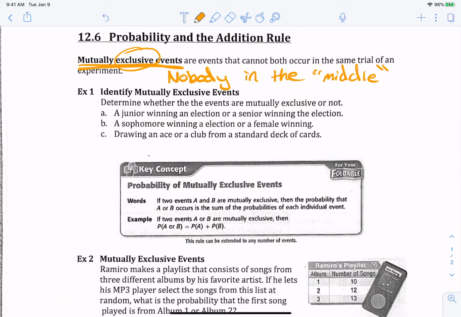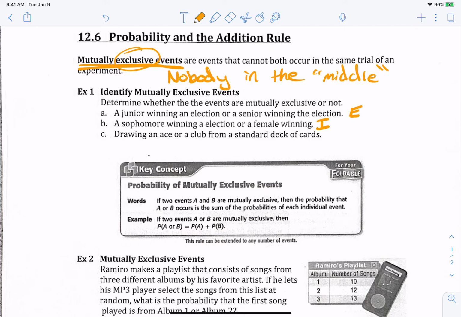So we're going to write E or I. A junior winning an election or a senior winning an election. Exclusive. A sophomore winning an election or a female winning an election. Can you be a sophomore and a female at the same time? You betcha. Drawing an ace or a club. Can you be an ace and a club at the same time?